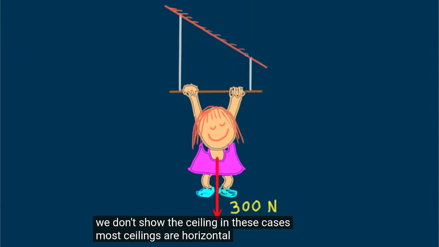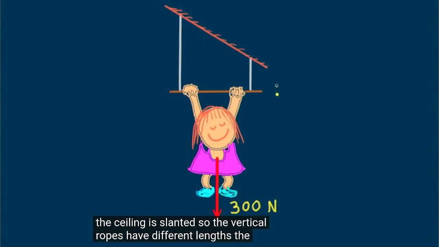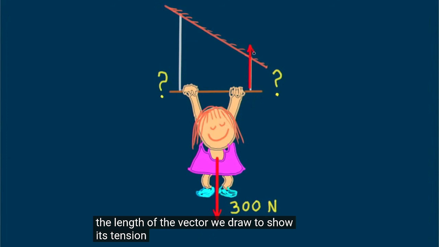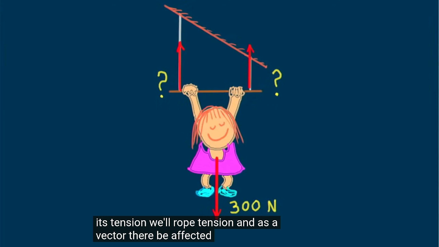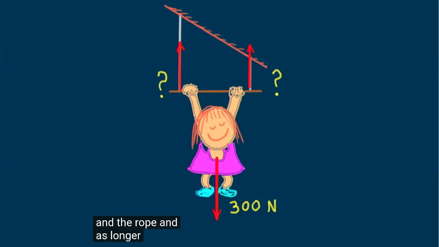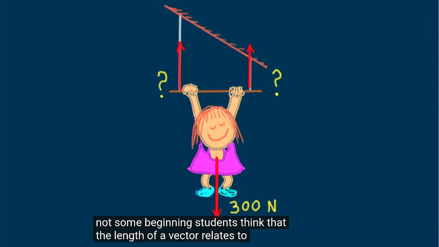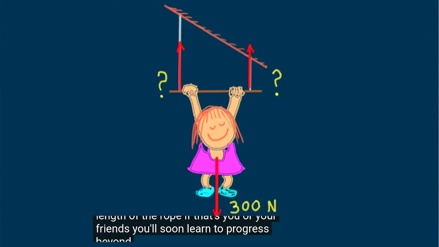Most ceilings are horizontal. But suppose the ceiling is slanted, so the vertical ropes have different lengths. The rope on the right is shorter, even shorter than the length of the vector we draw to show its tension. Will rope tension at its vector there be affected? And the rope on the left is longer? Maybe a longer vector there, or not? Some beginning students think that the length of a vector relates to the length of the rope. If that's you or your friends, you'll soon learn to progress beyond that.